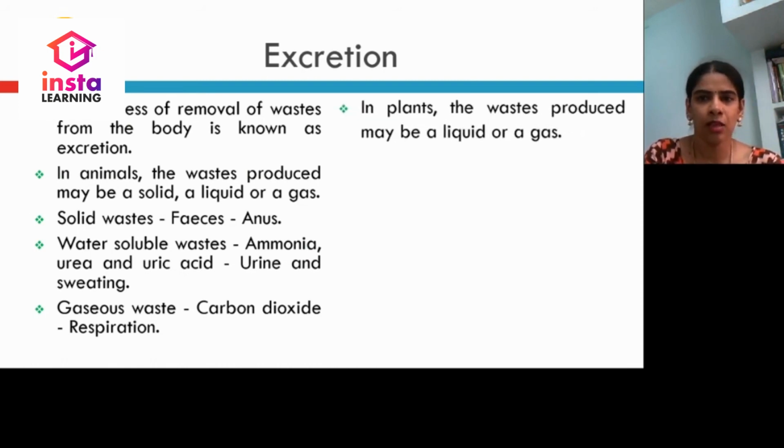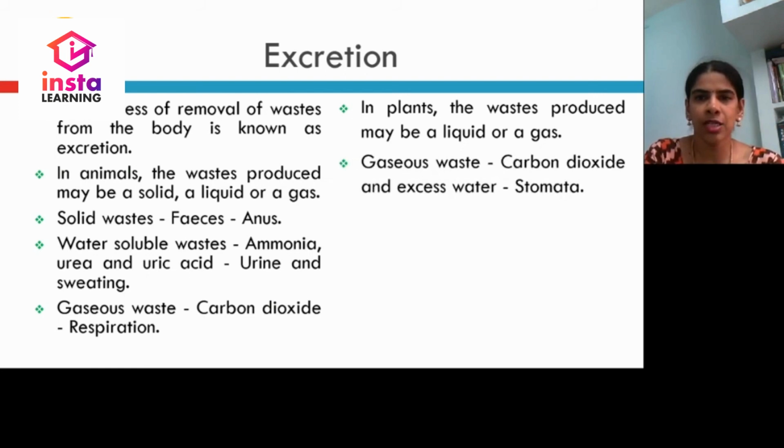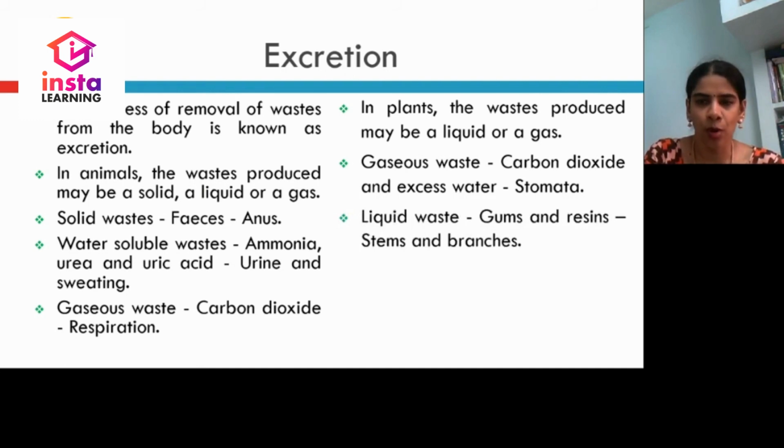In plants, the waste produced may be a liquid or a gas. Gaseous waste, that is carbon dioxide, and excess water, which is a liquid, are expelled through stomata. Liquid waste, which is seen in the form of gums and resins, is excreted from the stem and the branches of the plant.